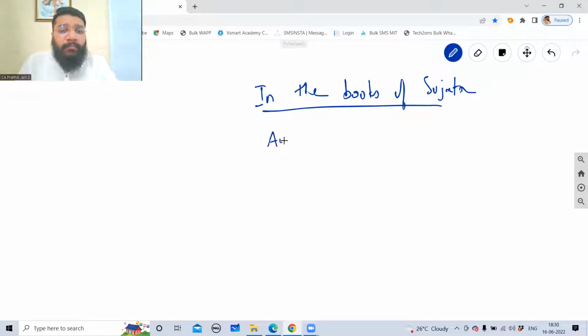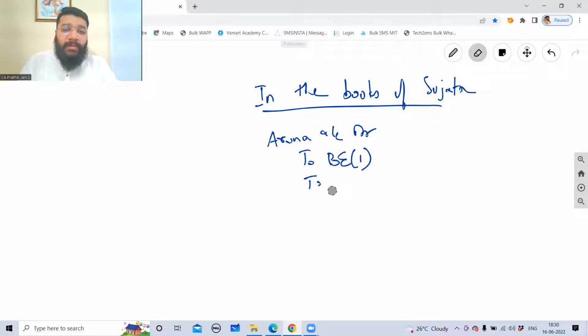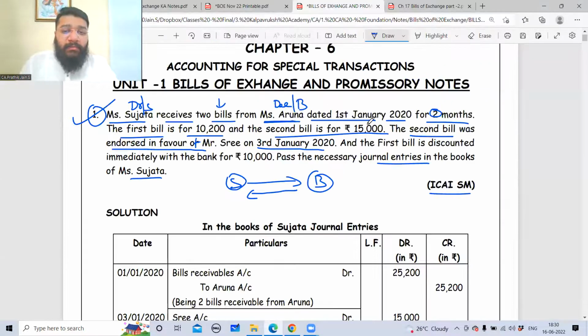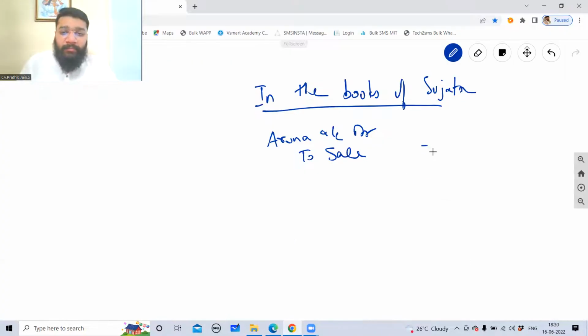Can I say Aruna account debit, to sale? What is the sale value, guys? 15,000 plus 10,200, which is 25,200. This entry is not required, only for understanding.